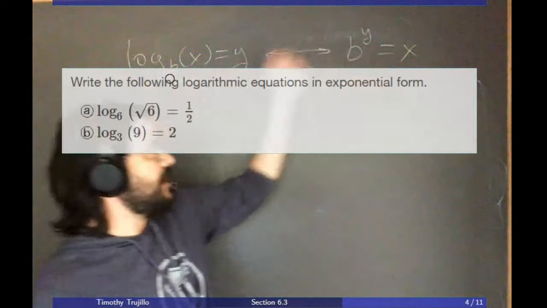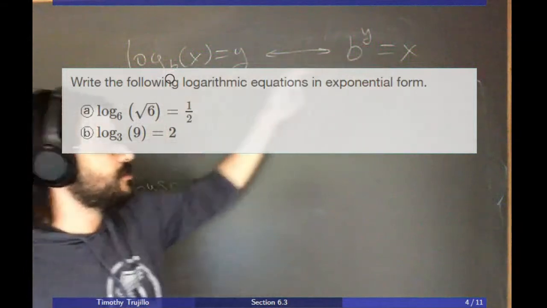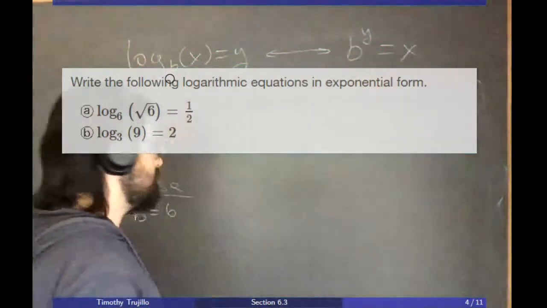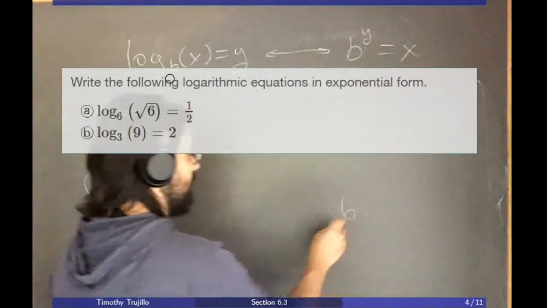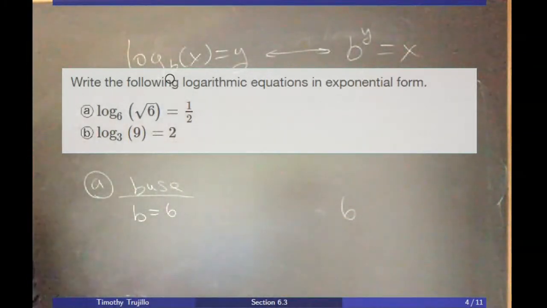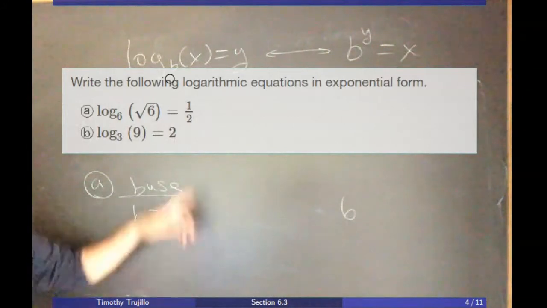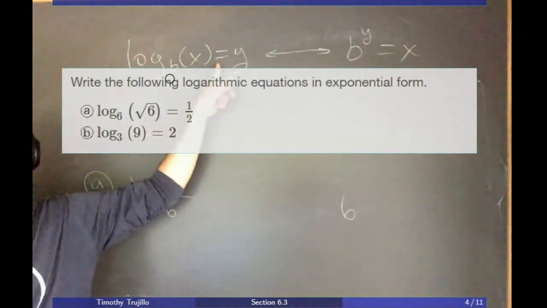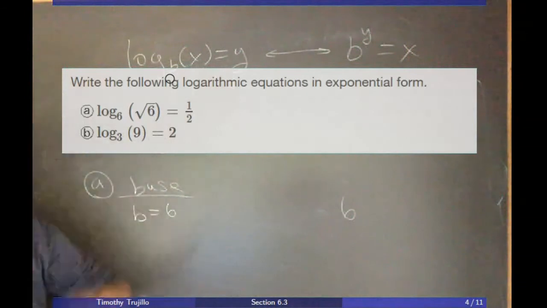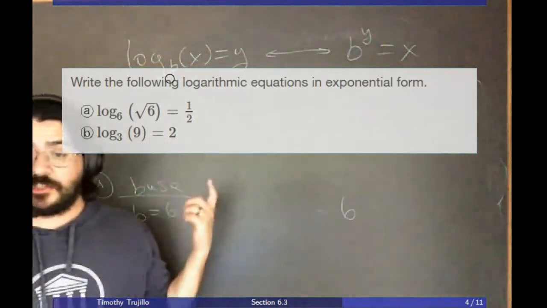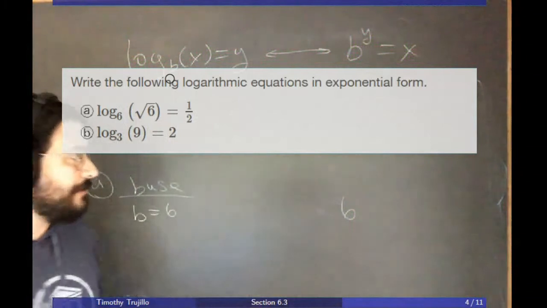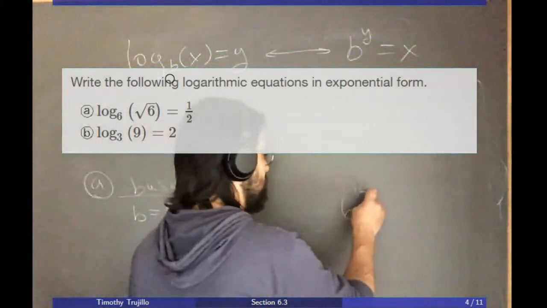I mean, if you're on this side or this side, right? Because then to start rewriting it in this format, you're going to put the base first, which in this case would be 6. And then you want to identify what's the exponent, right? And the exponent is going to be the output of the logarithmic function, right? So what is the y in this case? Yeah, the output of the logarithmic equation in this case is 1/2.